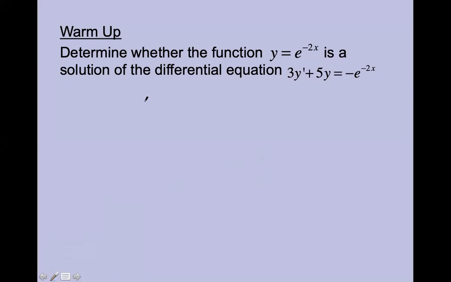All right, so first of all, I'm going to find the derivative because I need that. So if I find y prime here, that's going to be equal to negative 2e to the negative 2x. And I'm going to plug that in here in place of y prime. So now I have 3 times negative 2e to the negative 2x plus 5 times our original y, which is e to the negative 2x, equals negative e to the negative 2x. That's what I'm trying to verify.